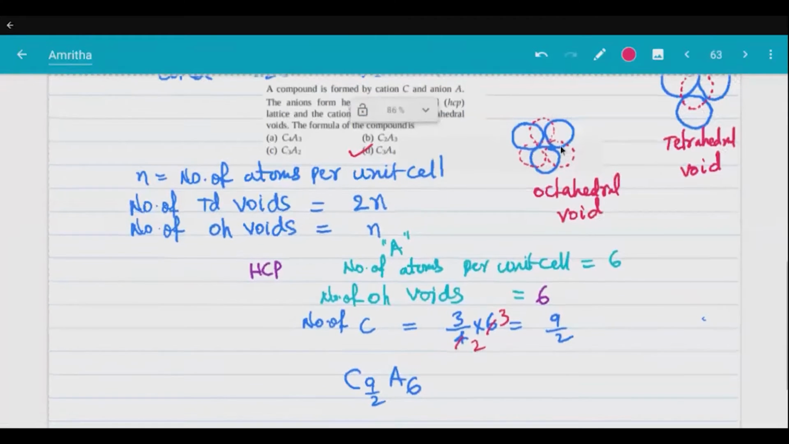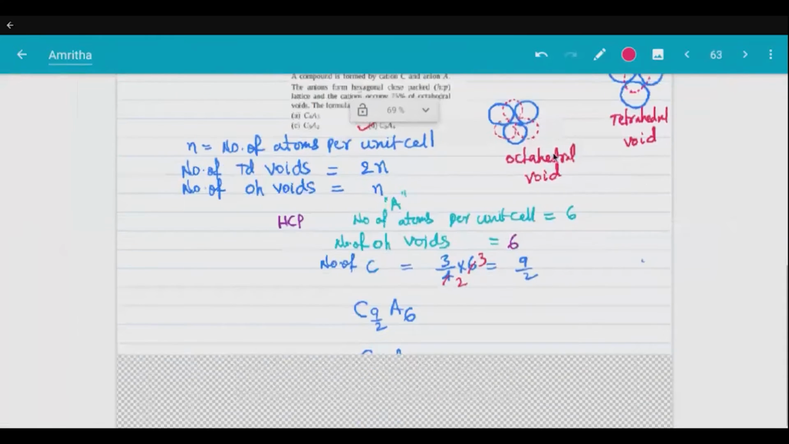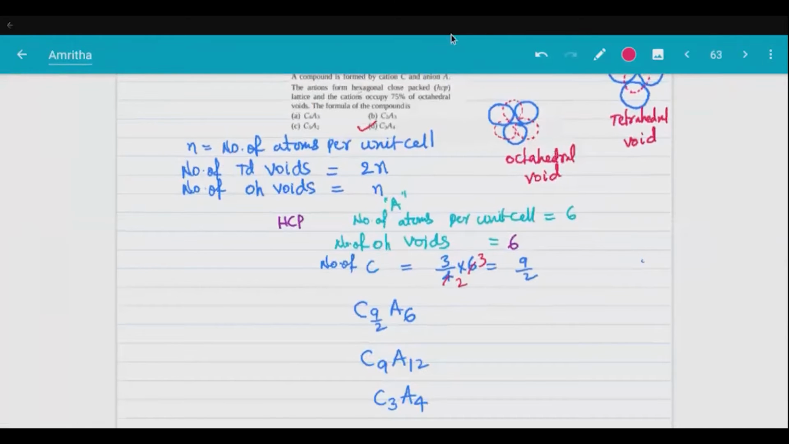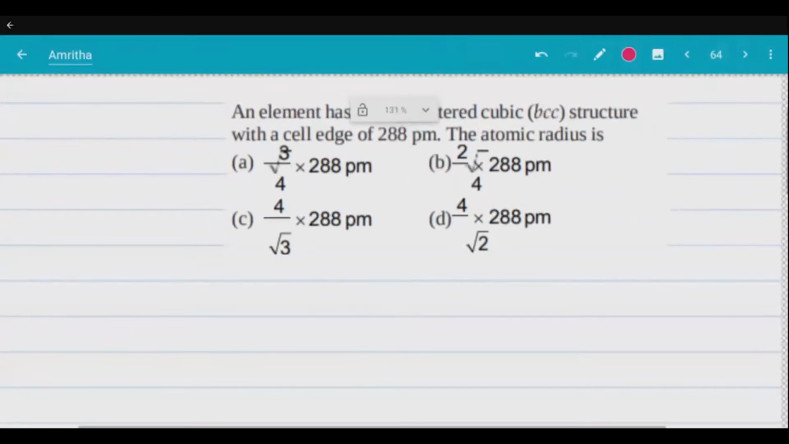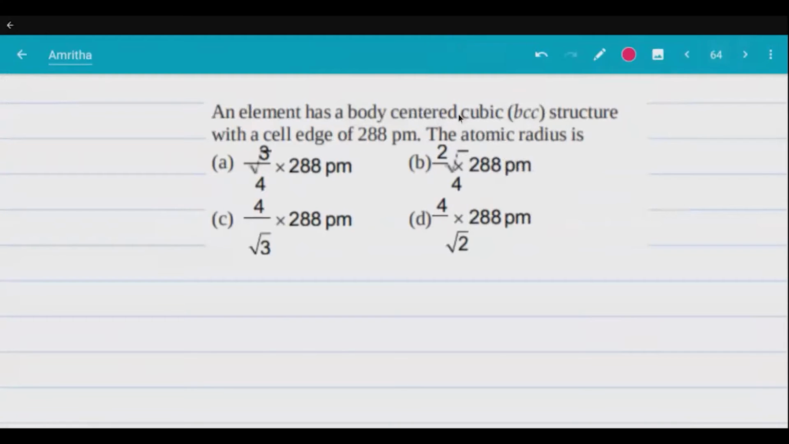So we'll move on to the next question now. I hope everybody understood, right? Tetrahedral void, octahedral void. You got the clarity. Okay, option D. Very good. Done. Next question. See this. FCC we have done. See, different models we are doing here. FCC we have done. HCP we have done. Now BCC.